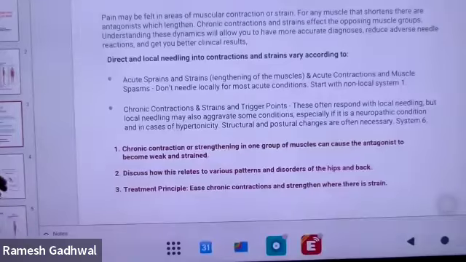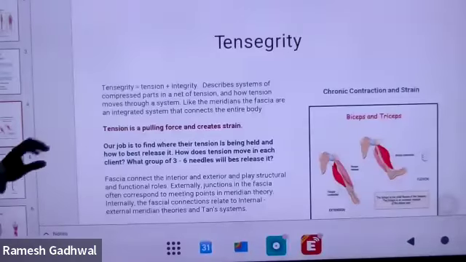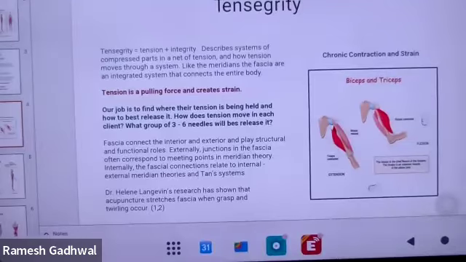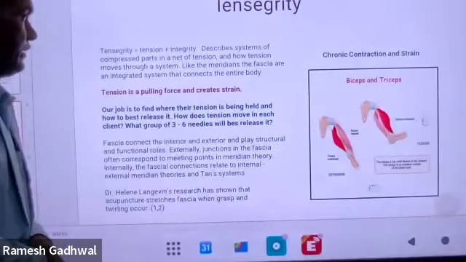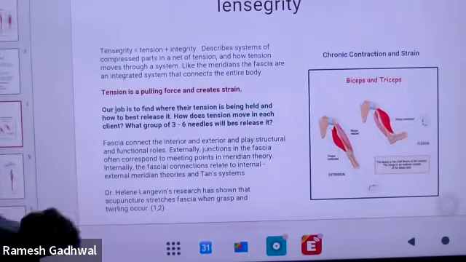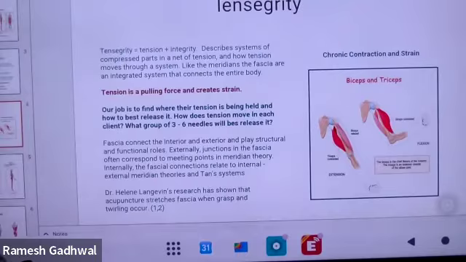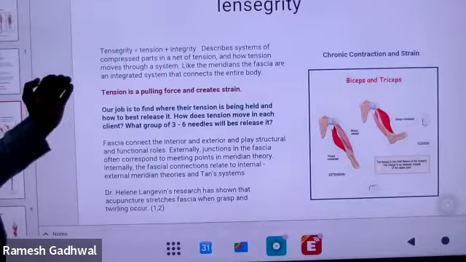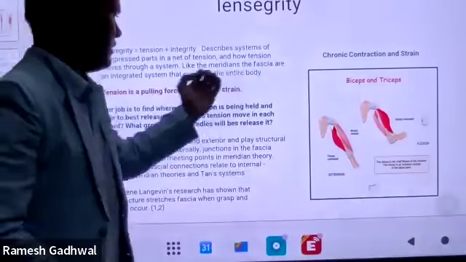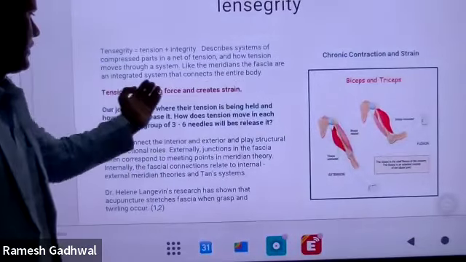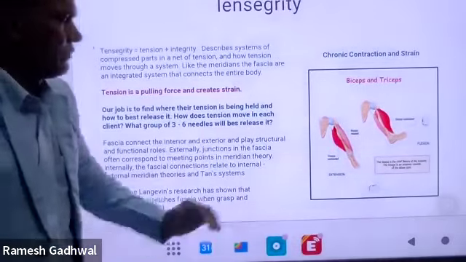So, treatment principle: chronic contractions and strengthening where there is the strain. So tensegrity is the main thing. Tensegrity, tension plus integrity, describes a system of compression parts in a net of tension and how tension moves through a system. You can see how it is moving. Like the meridians and fasciae, they are an integrated system connected to the entire body.